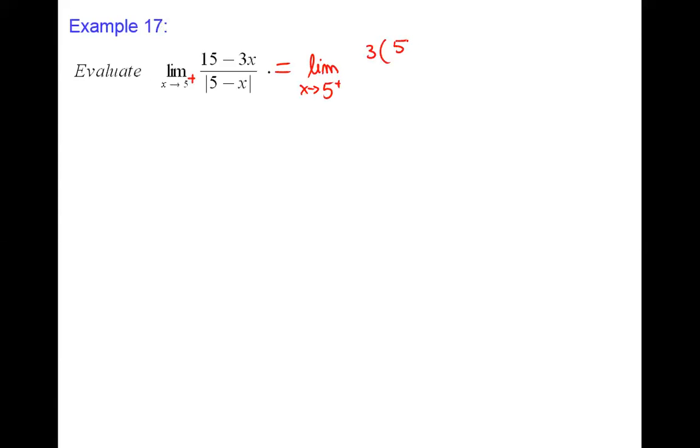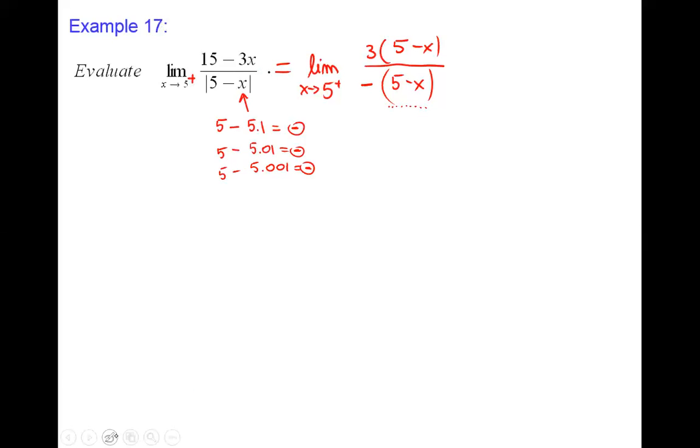3 times 5 minus x. And in the denominator, I have 5 minus x, but I have to investigate the sign. Okay? So let's see, x is approaching 5 from the right-hand side, 5.1 or maybe 5.01, 5.001. And then we have 5 minus, and now we can see 5 minus 5.1 is actually a negative number. Negative number, negative number. This quantity is negative. I have to make it positive. And then I'm simplifying my 0, and the answer is actually negative 3.